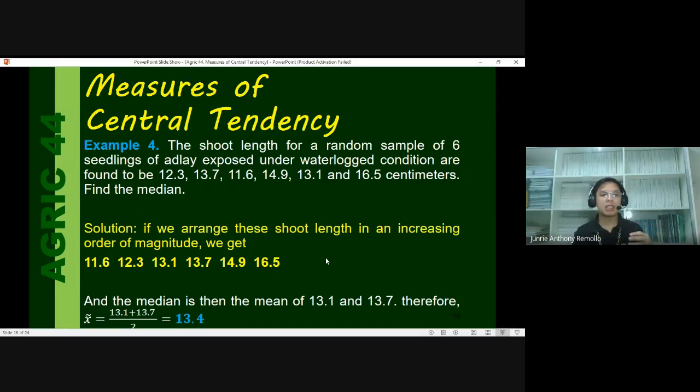However, since there is an even number of values, we need to get the midpoint, which means we need the mean of the 2 middle values. So we add 13.1 and 13.7. Therefore, we could come up with a value of 13.4. Okay, see the difference between example 3 and example 4.